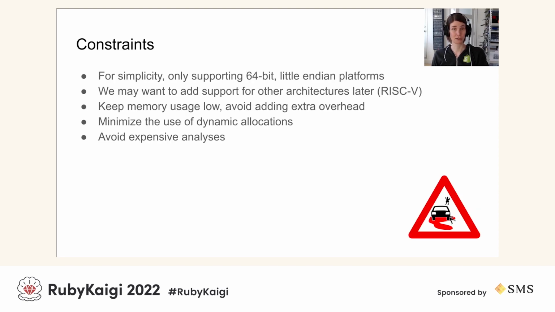So some of the constraints of our design is that for simplicity, we're only supporting 64-bit little endian platforms. We might want to add support for other architectures later, like RISC-V, but this is not an immediate concern for now, and we think that those platforms are similar enough to ARM64 that it won't require huge design changes. We'd like to keep memory usage low and avoid adding extra overhead. We'd also like to minimize the use of dynamic allocations in the backend and avoid expensive analyses. Go for something pretty lightweight.